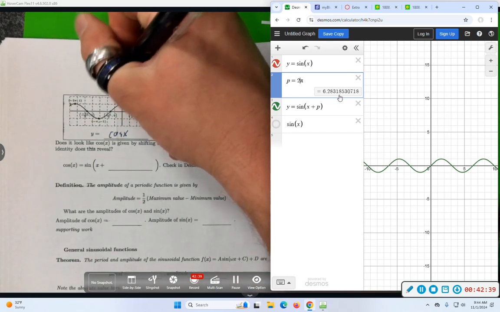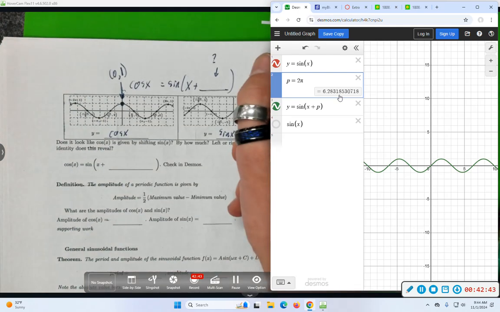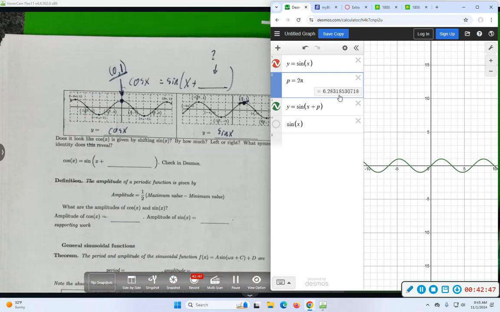X equals 0, y equals 1. How far to the left do I need to shift this point to get that point? Well, it's exactly the same as what the x value is. I want to get to 0. To get something that's pi over 2 to the right down to 0, I need to go to the left by pi over 2.